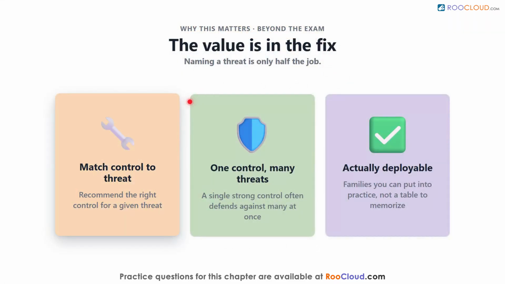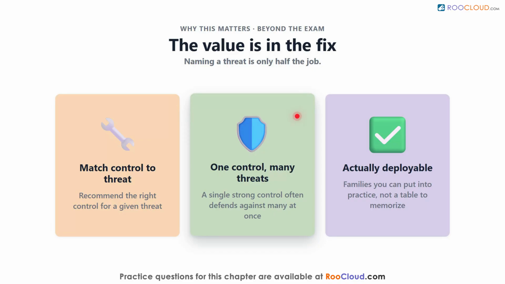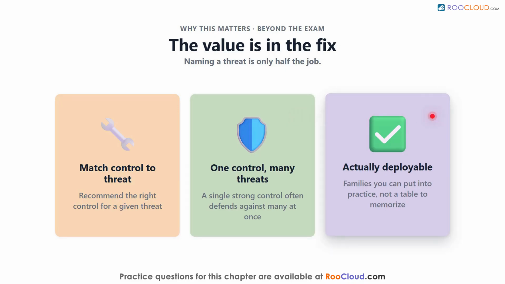Why does this matter beyond the exam? Knowing a threat is only half the job. The value is in the fix. Understanding these mitigation families lets you recommend the right control for a given threat and recognize that a single strong control often defends against many threats at once.